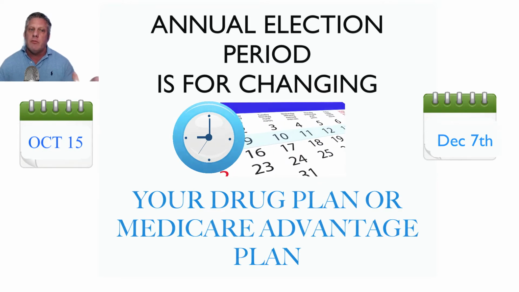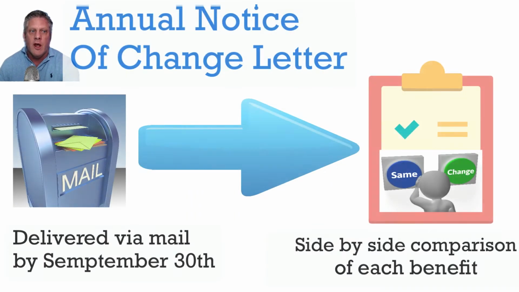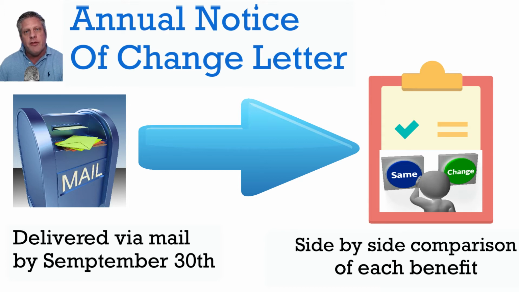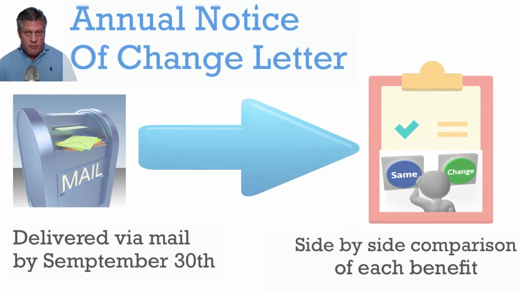So here's a few tips for AEP, big tips. On September 30th, you're going to get a letter in the mail. It's called your annual notice of change. Basically, it's going to take a look at whatever changes are occurring in the plan that you have right now compared to what the plan's going to be like next year. So they're going to list which drugs are dropping out of the formulary.